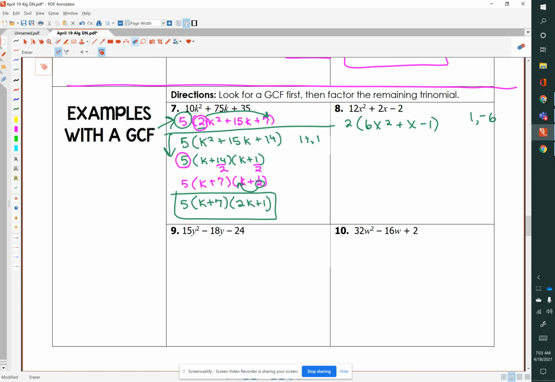Oh, I skipped a step. Hang on, not there yet. We have to slip and slide first. Sorry about that. Forgot about my 6. Let's slip the 6 next to the negative 1 and multiply.